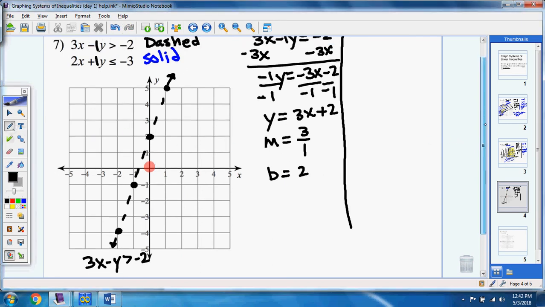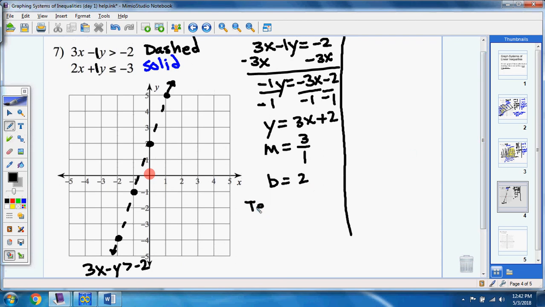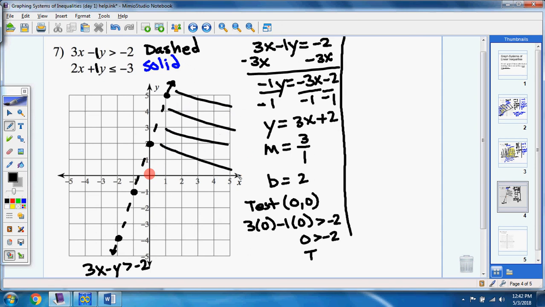Remember, you're testing the original. The original, again, is 3 times 0, subtract 1 times 0, greater than negative 2. So 0 is greater than negative 2, and that is going to be true. So since it's true, I shade the side with the origin, with the highlighter. Again, just a repeat. We've done this work. We're just putting two lines together.